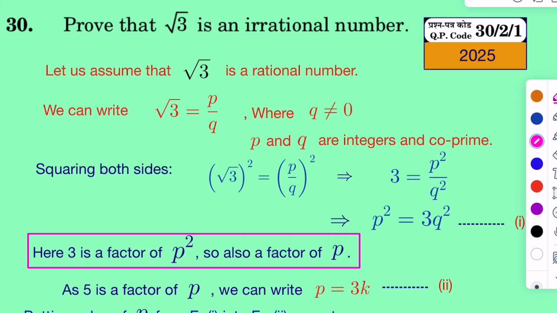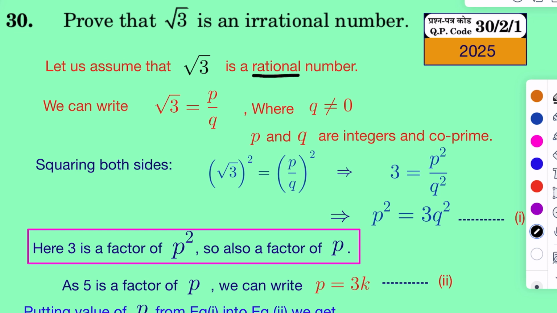We have to prove root 3 is an irrational number. First we assume that root 3 is a rational number, then we contradict it and we will prove that root 3 is an irrational number. So first assume that root 3 is a rational number.